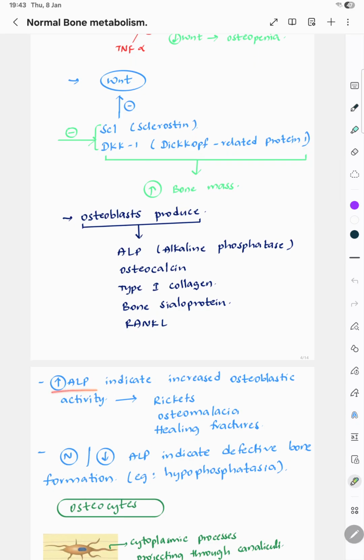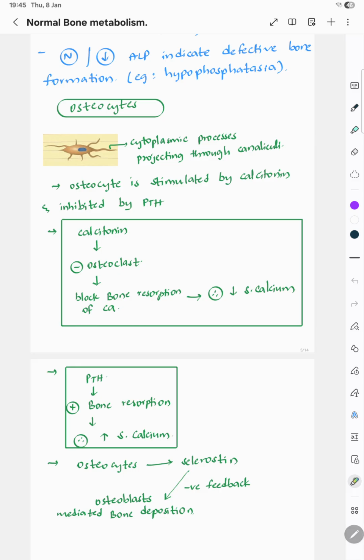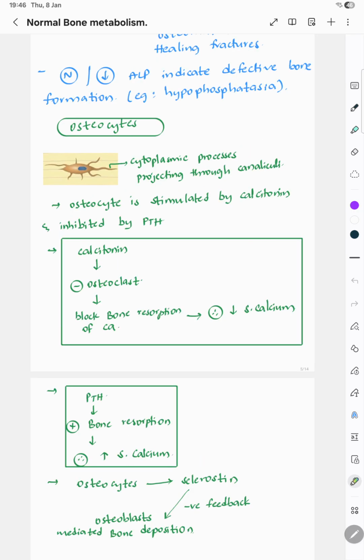The increased ALP indicates increased osteoblastic activity in conditions like rickets, osteomalacia and healing fractures. The normal or decreased ALP indicates defective bone formation, for example hypophosphatasia. We shall discuss the osteocytes. Osteocytes are derived from osteoblasts entrapped in mineralized tissue.